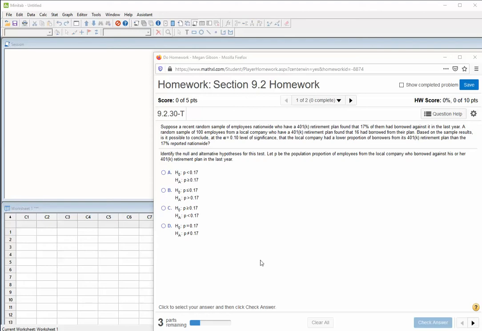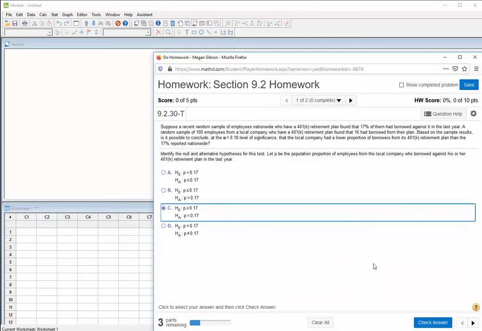So first we're going to identify our null and alternative hypothesis. We want to know if the local company had a lower proportion than 17%. So my alternative hypothesis is going to be that P is less than 0.17. And therefore my null hypothesis will be that P is greater than or equal to 0.17. Remember that the null hypothesis is always the one that contains the equal to, if it's greater than or less than, or the equal symbol.